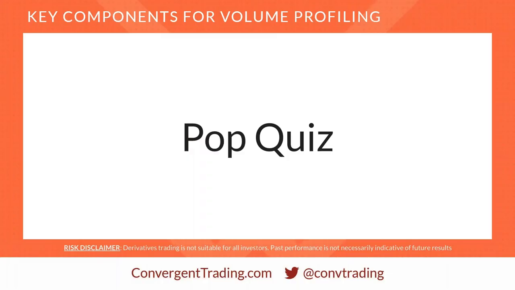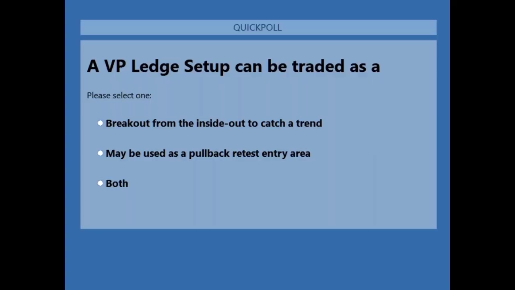And then two more, and then I'll let you go. This one is asking, a VP ledge setup can be traded as a breakout from the inside out to catch a trend. And it may be used as a pullback retest entry for a counter move entry.